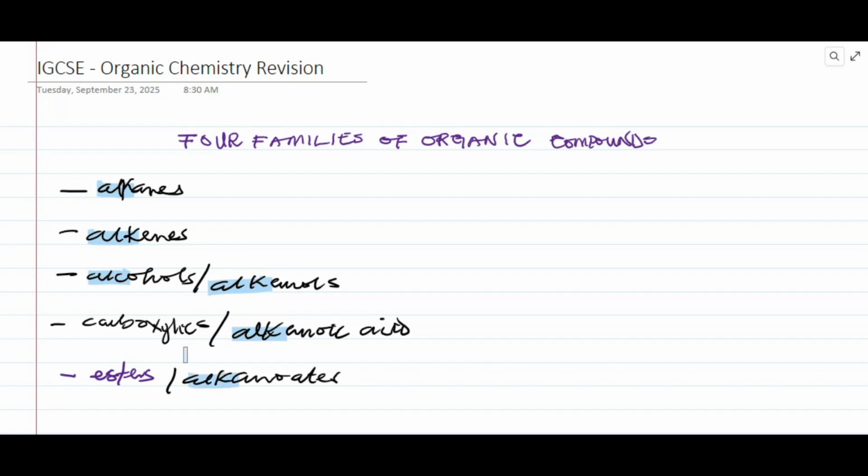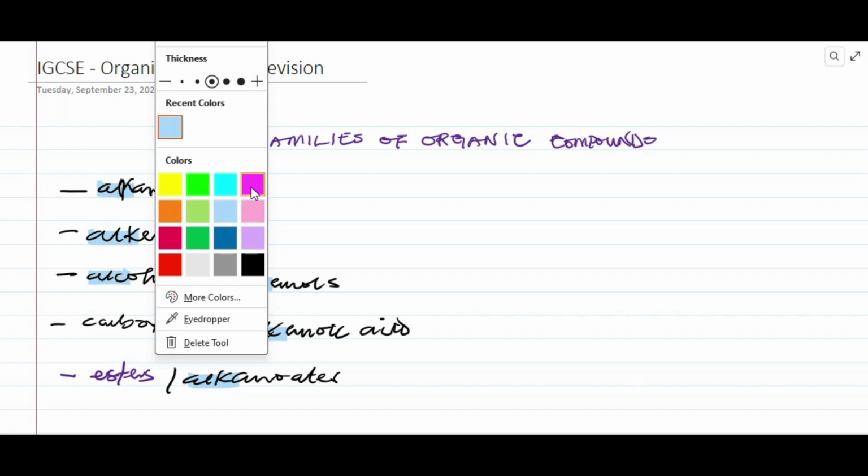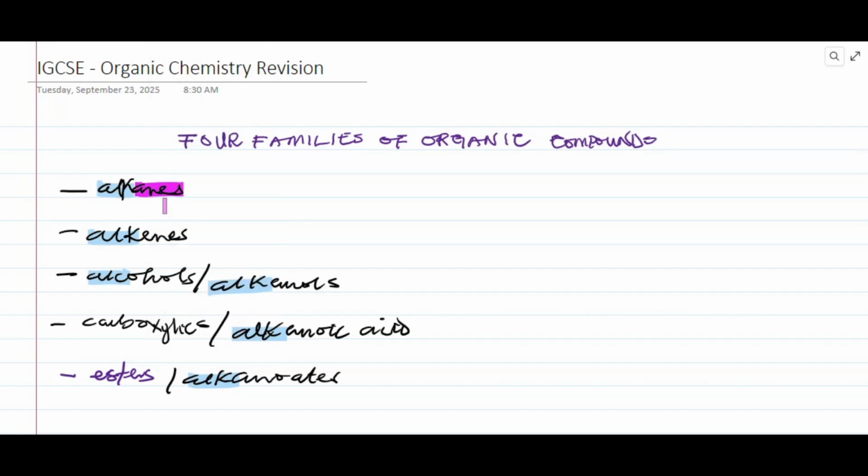So that alk is a part of the name. Another part of the name is the end part. For the alkenes, we have -ene; for the alkanes, -ane; for the alcohols, -ol; for the carboxylic acids, -oic acid; and for the esters, -oate. So this is very important, and we'll start with the end part of the name first.